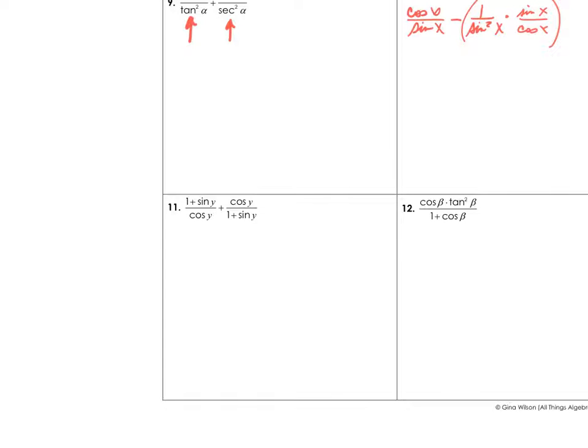I'm looking at the next one, it needs a common denominator. This side, you would want to multiply it by 1 plus sine of y over 1 plus sine of y. And this side, you would want to multiply it by cosine of y over cosine of y. And then simplify it down.